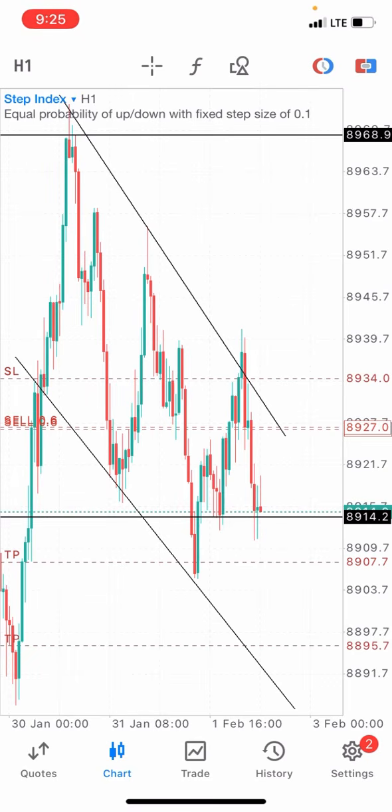Now let me explain something. When the market is pushing to the upside, that is to say that every profitable trader at that point is buying. Everybody is looking to buy. You don't want to be selling when the market is buying. No, you don't want to do that.